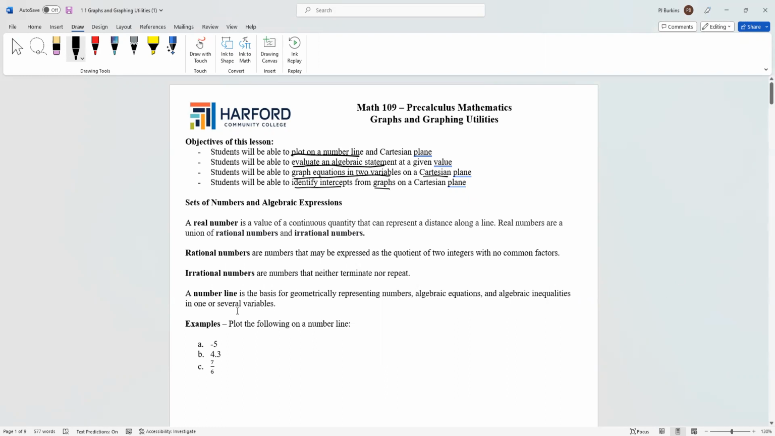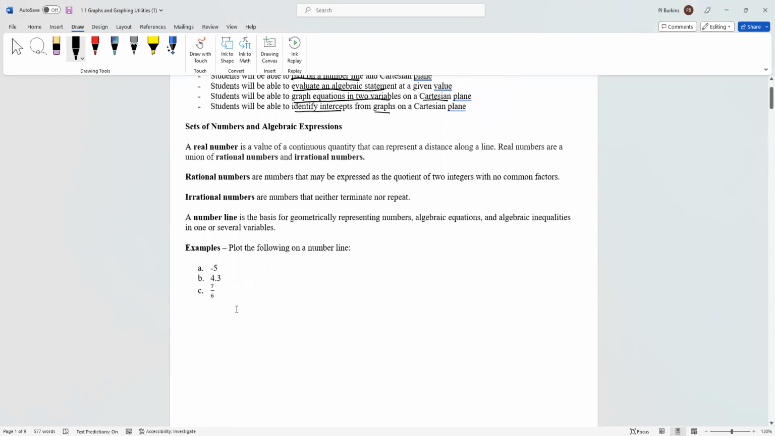So let's start with our sets of numbers. So numbers have a hierarchy, and you see here it says that a real number is a value of continuous quantity that can represent a distance along a line. Well, that doesn't seem like it means too much to us. What we really mean is that real numbers are everyday numbers. They're things that we use in our life.